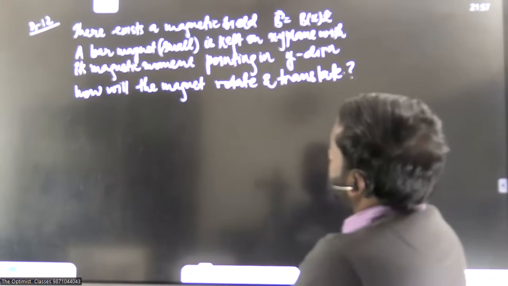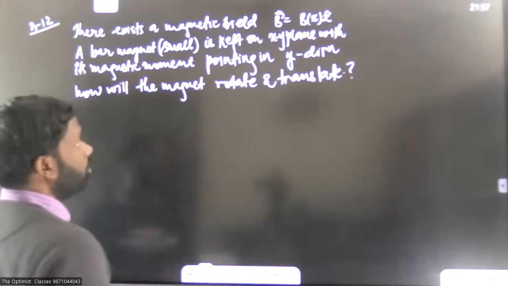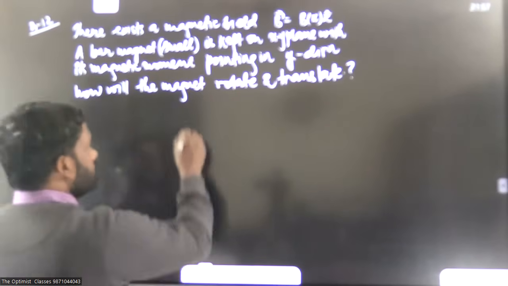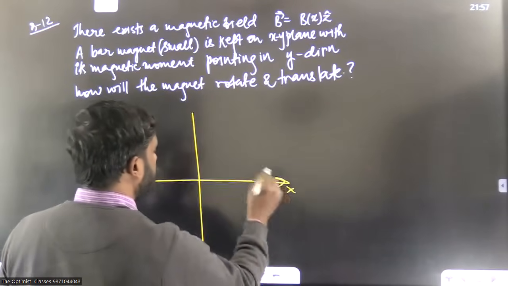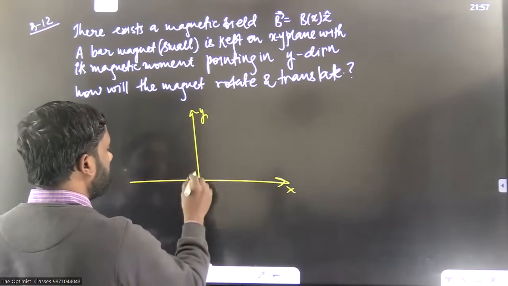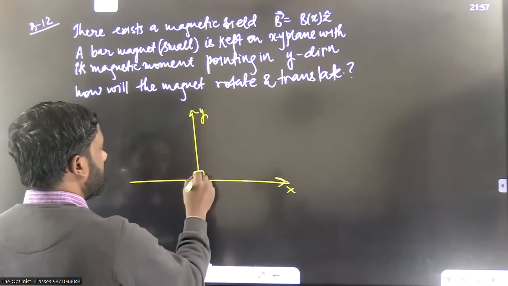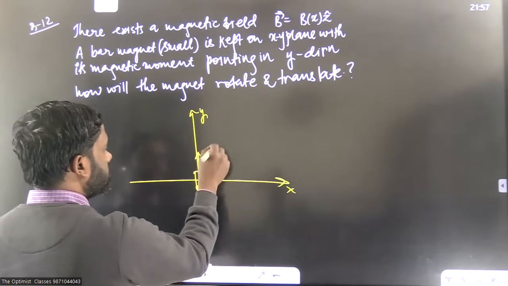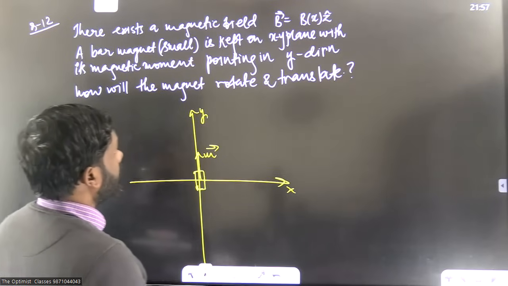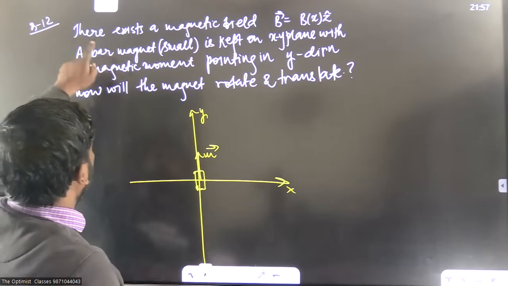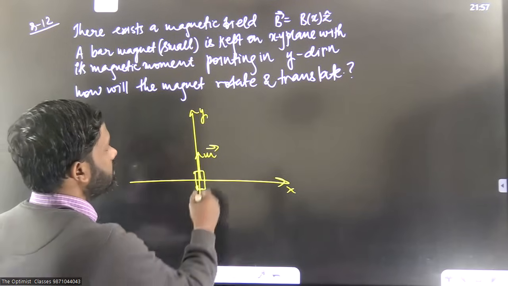Now, this is a question from magnetostatics. Suppose there is the xy plane, and there is a small bar magnet here. This bar magnet has a magnetic moment in this direction. The question says there exists a magnetic field, and the magnetic field is in the z direction here.